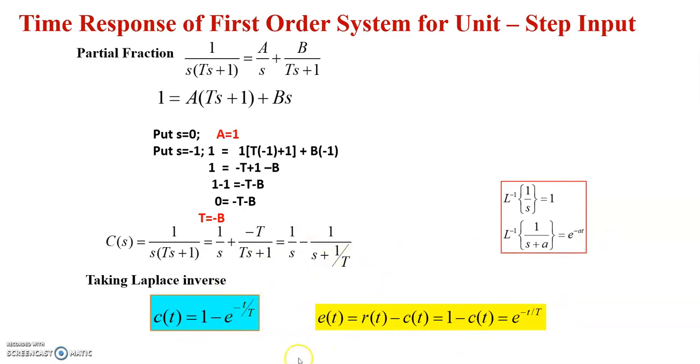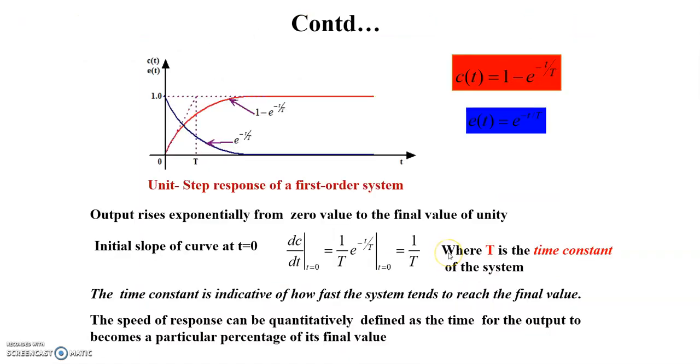The error signal is nothing but R(t) minus C(t). You know R(t) is 1, so 1 minus C(t): the 1 gets cancelled, leaving e to the power minus t/tau. This is the error signal for the standard first order system with unit step input. This response is the unit step response of the first order system. This one is C(t), and this one is the error signal.